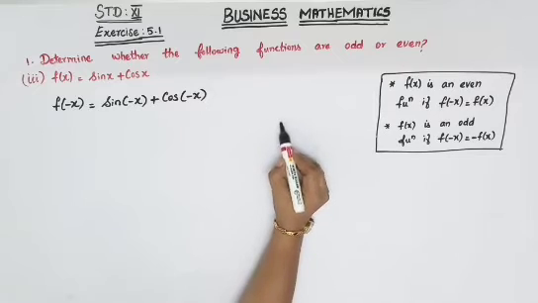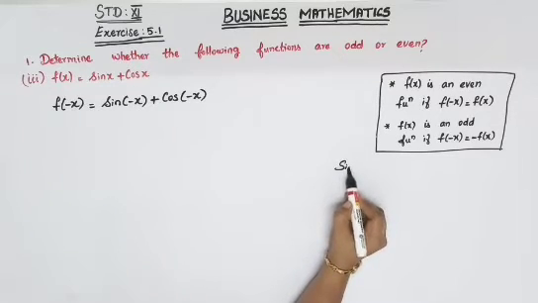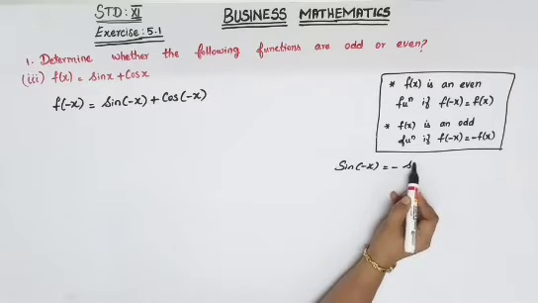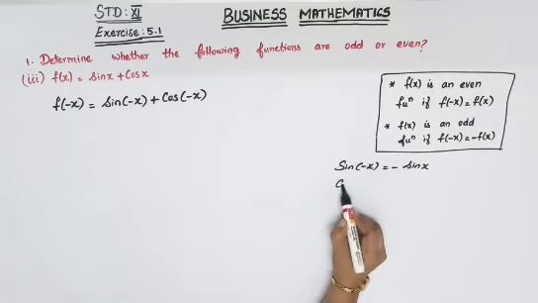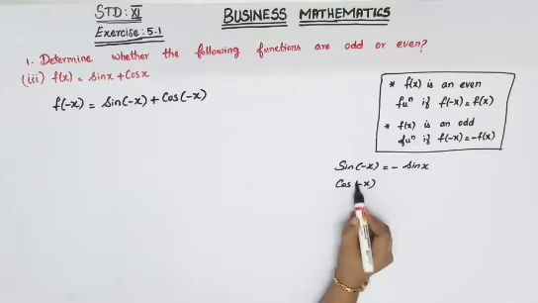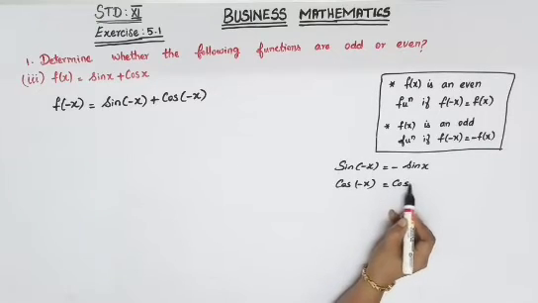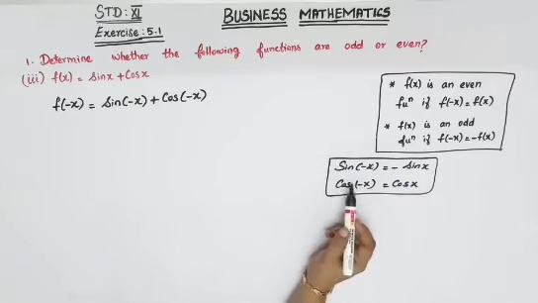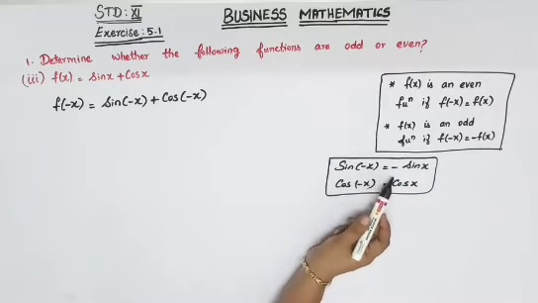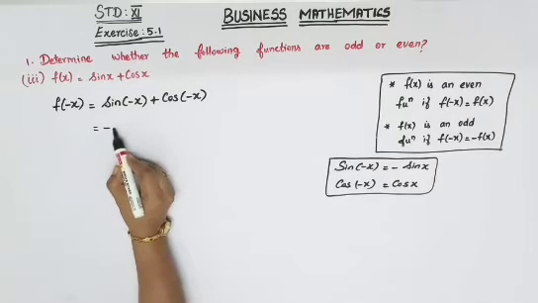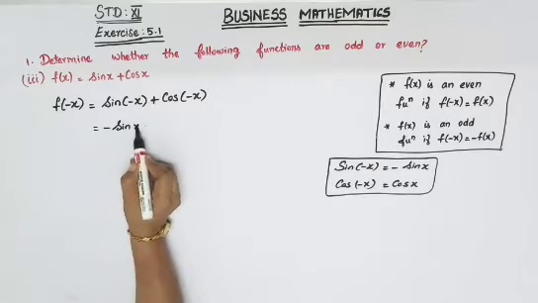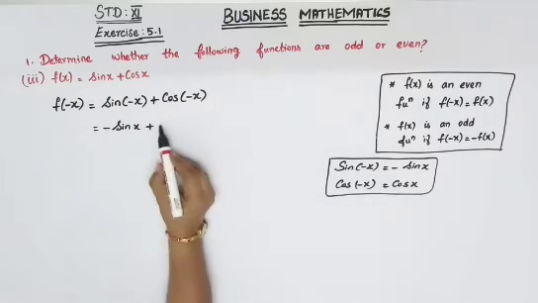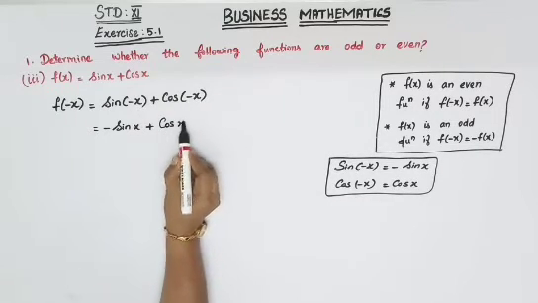Now we should know this formula: sin of minus x is equal to minus sin x and cos of minus x is equal to cos x. So I can use this formula over there. In the place of sin of minus x, we'll replace minus sin x, and plus cos of minus x is cos x itself. So you can write cos x as it is.